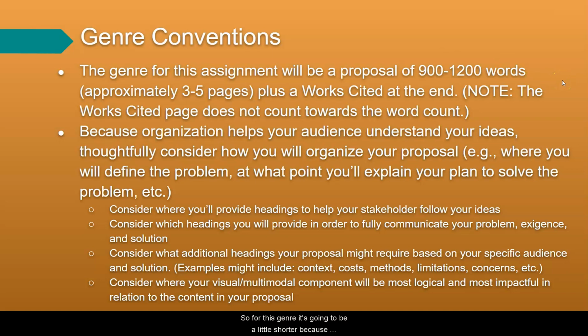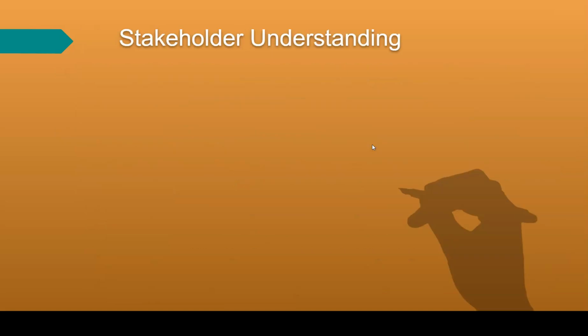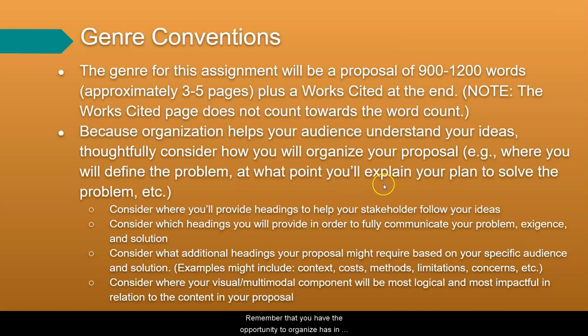So for this genre, it's going to be a little shorter because you want this to be easily digestible by your stakeholder. Okay, so about 3 to 5 pages, 900 to 1200 words, plus that we're excited page. So remember that you have the opportunity to organize this in the way that you think will best benefit your stakeholders. So consider where you'll provide headings to help your stakeholder follow your ideas.